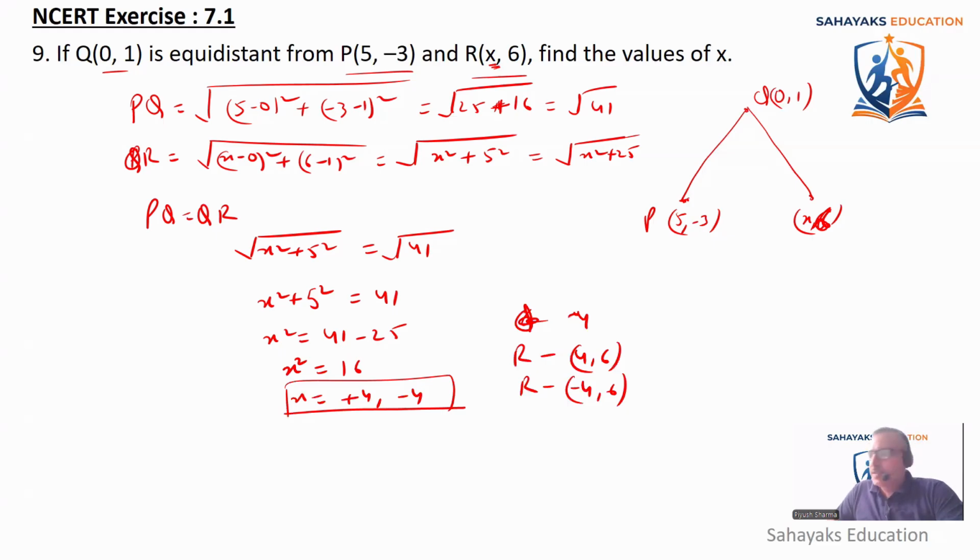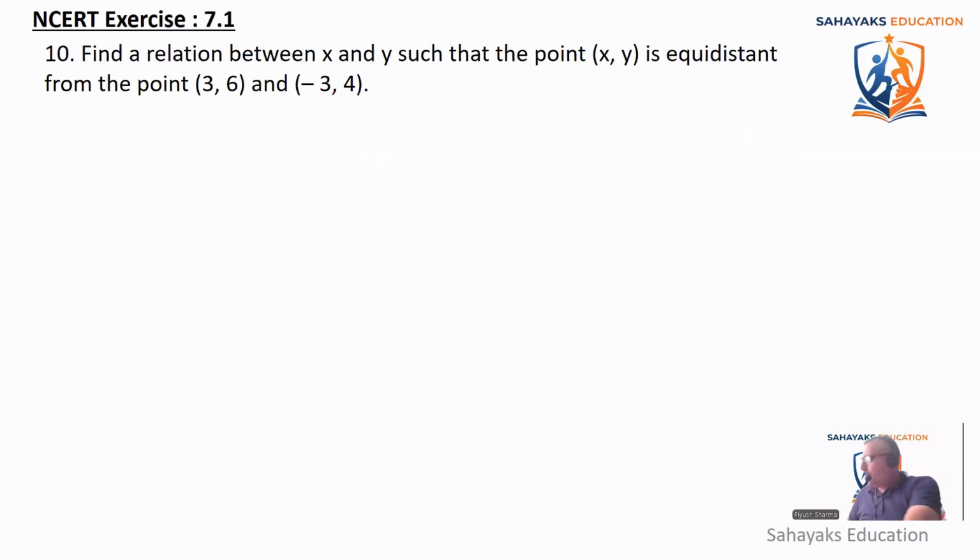Okay, so coming to the next question. Find the relationship between X and Y such that the point X, Y is equidistant from 3, 6 and minus 3, 4. So we discussed this kind of question in an example earlier, where we proved that the relationship will be a line. It will not be a point. It will be a line. So let's try to find that line. So we'll say this point is, say, A. This point is B and C. So let's find AB first.